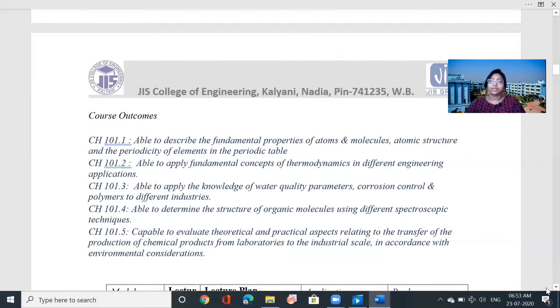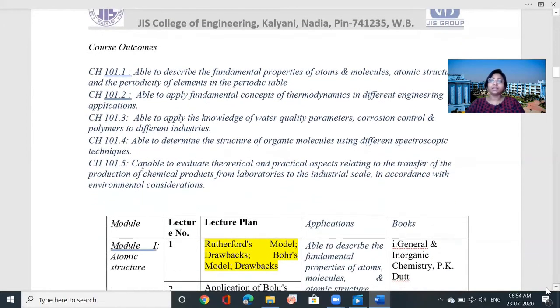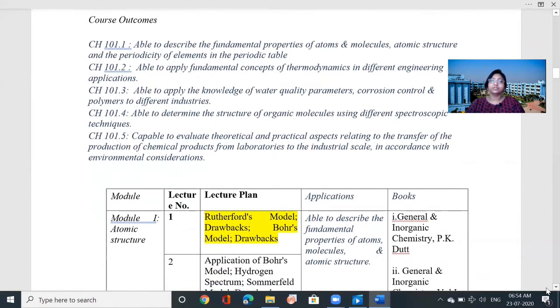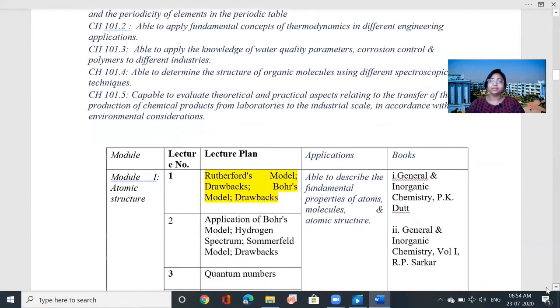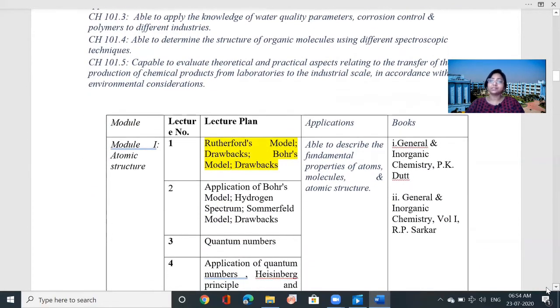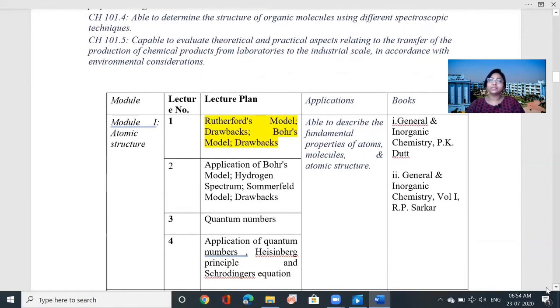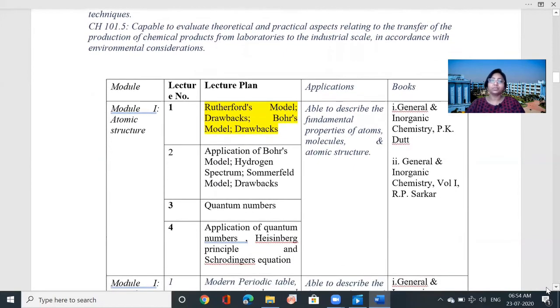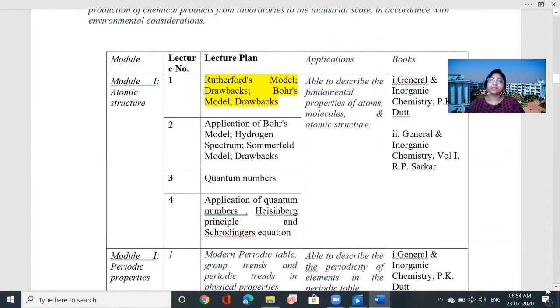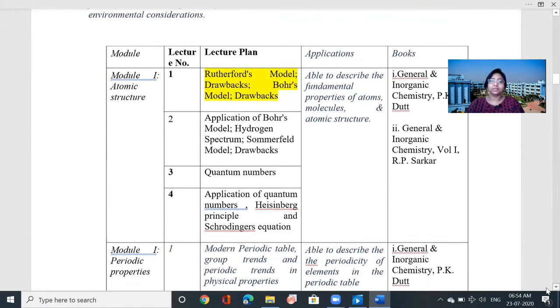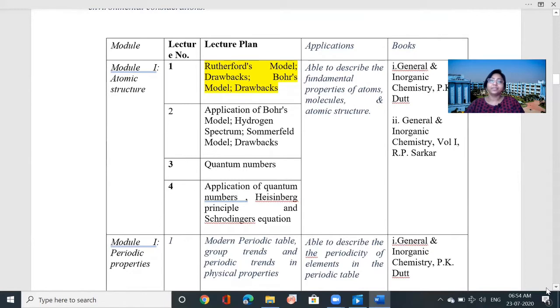Here I have also given the lecture plan. It is the entire lecture plan. From this you can understand on which day which topics will be covered, so that you can go through the content prior to my lecture, so that you can ask questions and take part in the interactive session.